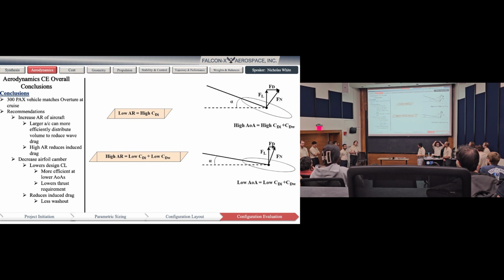We can make two major design changes that will occur in parametric sizing as we reiterate the vehicle. One, increasing the aspect ratio of our vehicle through reducing the induced drag and wave drag at cruise. And another thing we can do is change our airflow to have a lower design lift coefficient, so that we can operate at lower angles of attack more efficiently. Next slide.